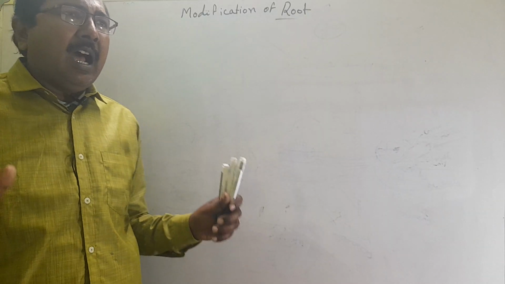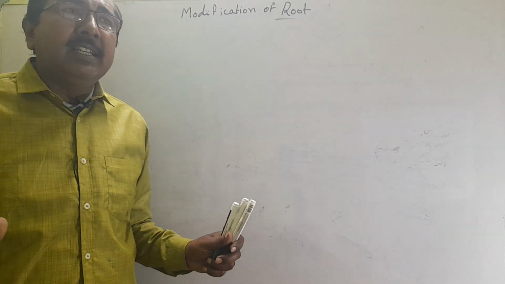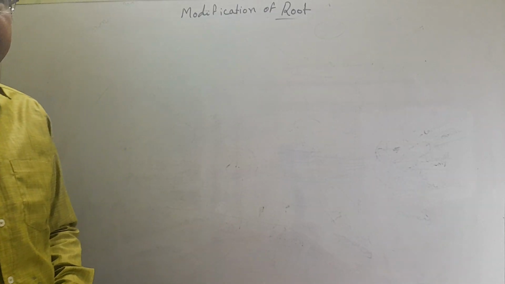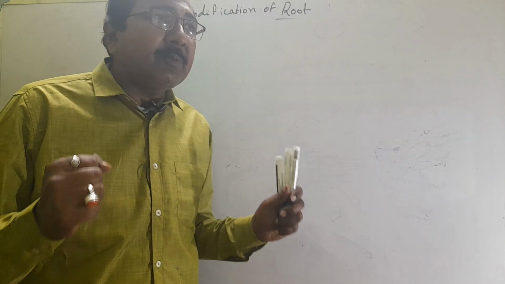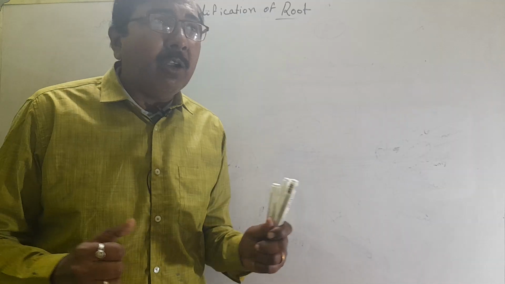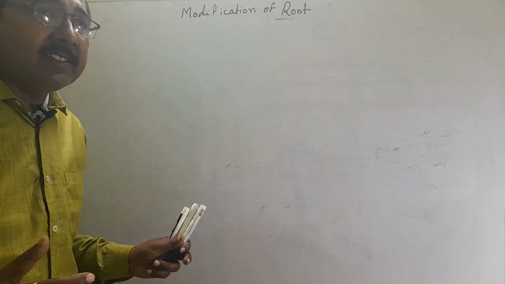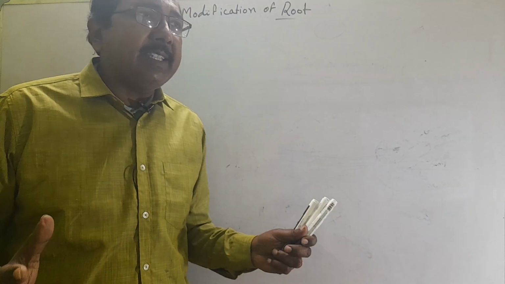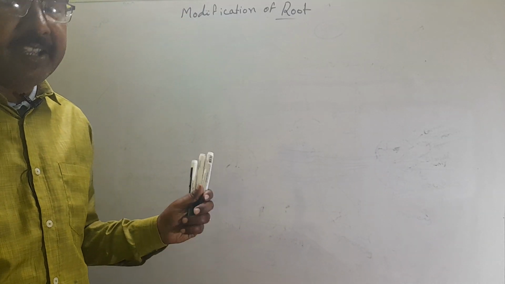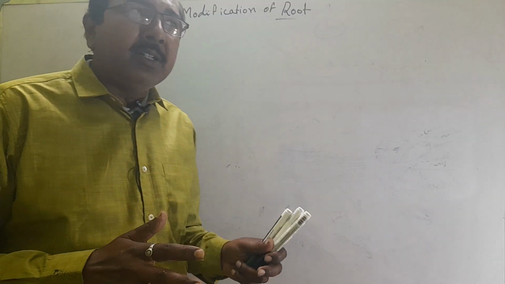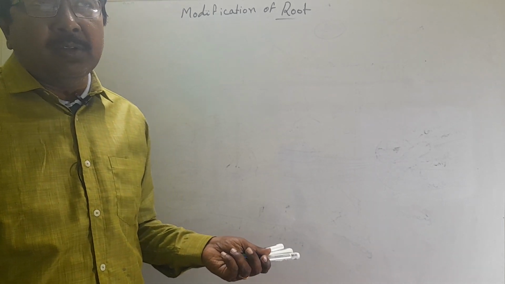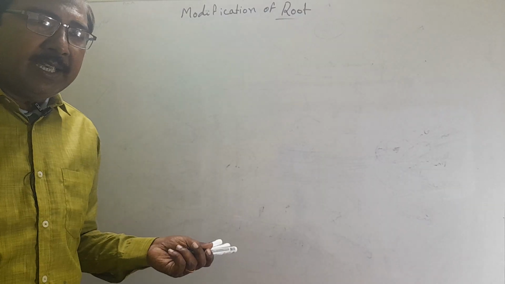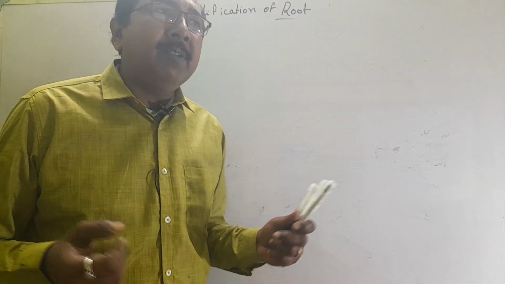Roots undergo morphological change in their shape and structure. Why? To perform some special function or overcome adverse environmental conditions. This change is called modification, and it is occurring in the root. That's why it is called modification of root, just a change in shape and structure.